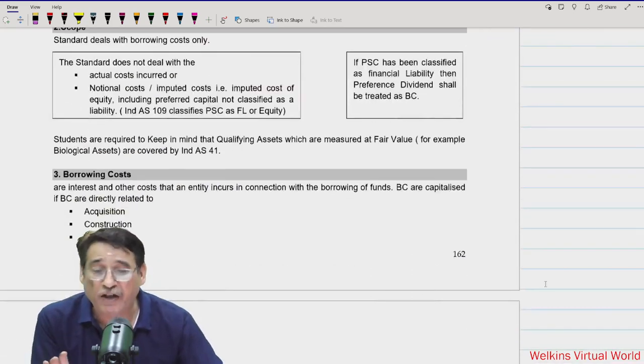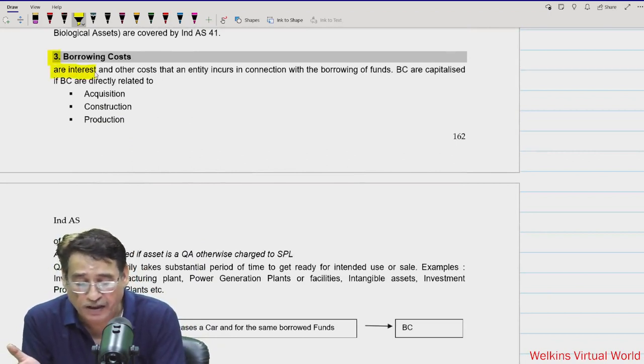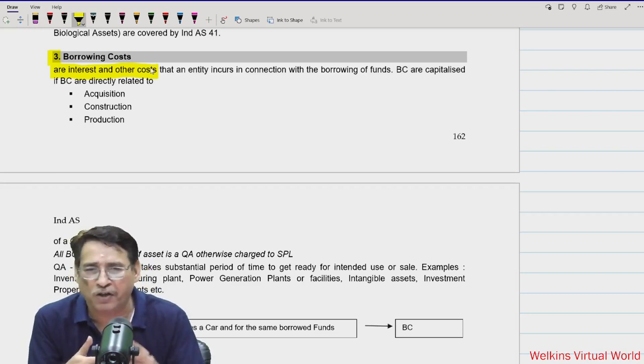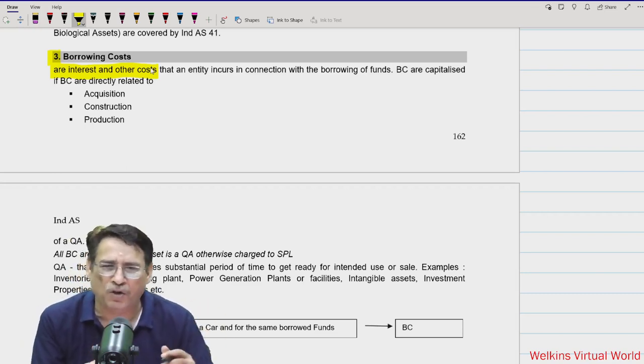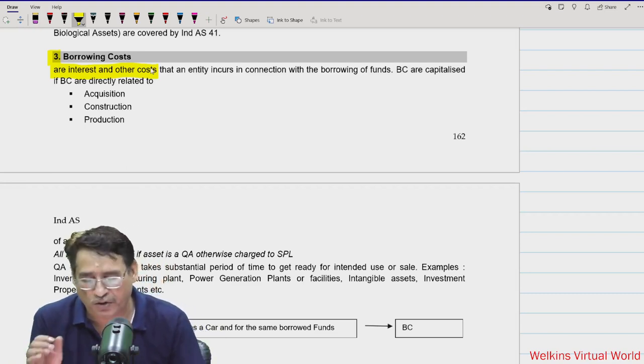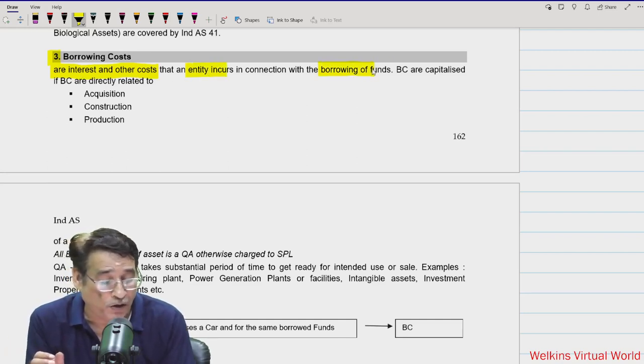So after having a bit of idea regarding borrowing cost, let's come now over to this particular point. What do we mean by borrowing cost? I already told you, borrowing cost means interest and other cost, because often when we take a loan, we may have to incur interest cost, file charges, some other cost also. So whenever I say interest, automatically you include other cost also. So borrowing cost is interest and other cost that an entity incurs in connection with the borrowing of funds.